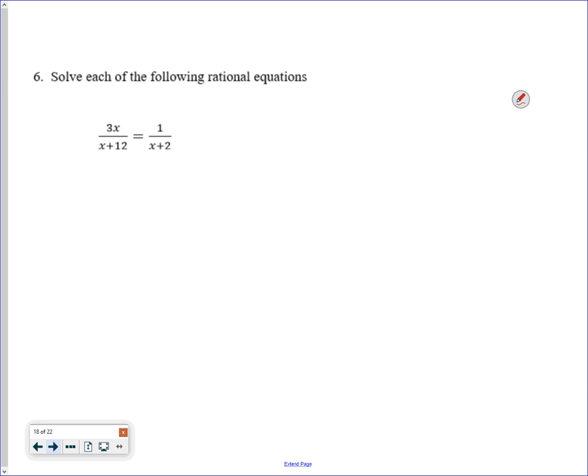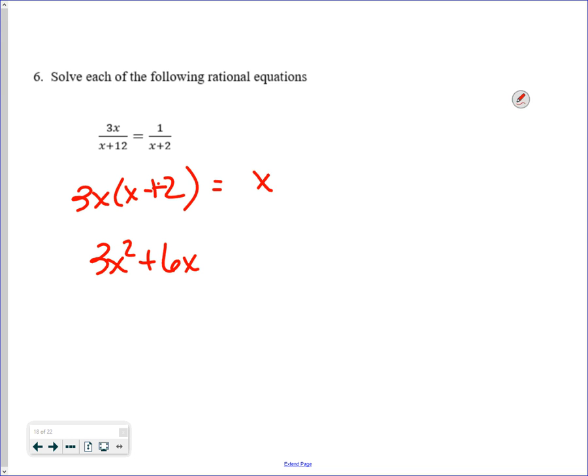Solving now. There's 2 types of solving questions that we worked on. One was solving a proportion. If you have a fraction equaling a fraction, that is a very specific style of solving. You're going to cross multiply 3x times x plus 2, which gets you 3x squared plus 6x. 1 times x plus 12.